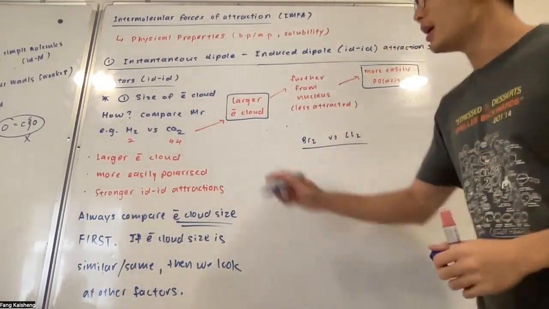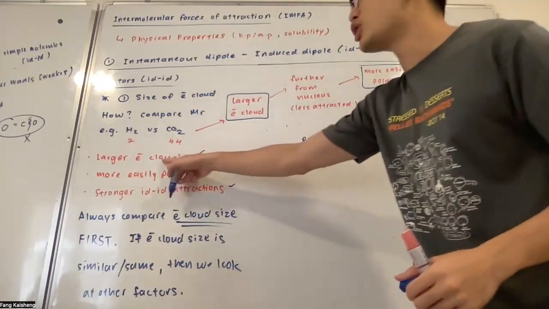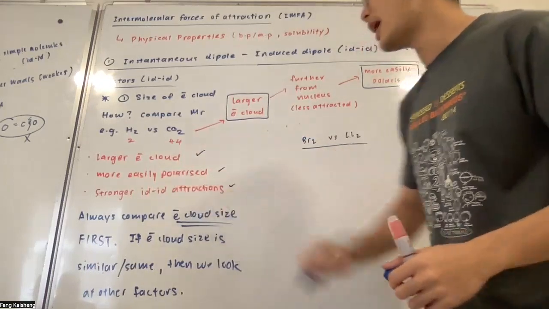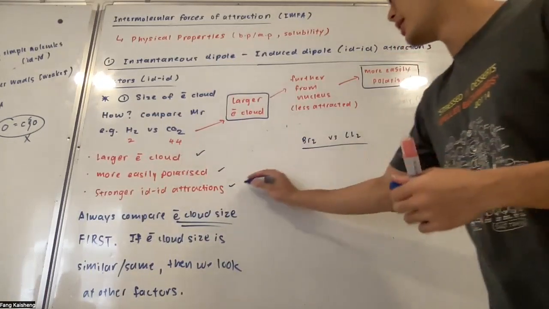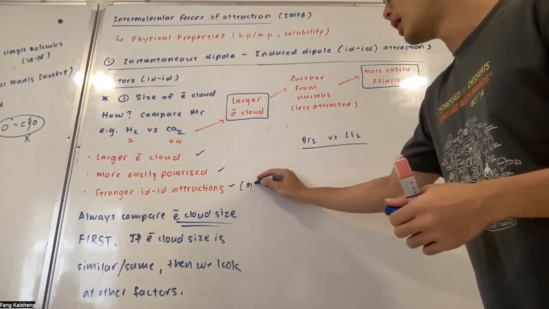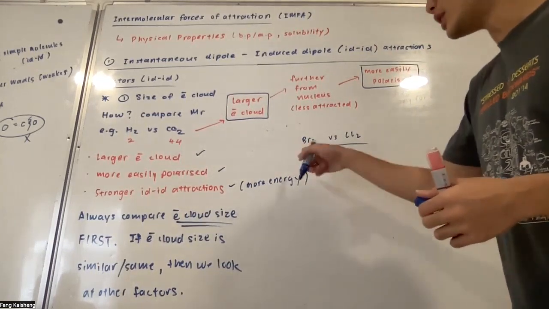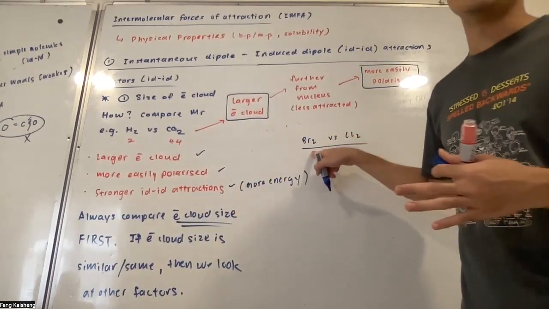You don't need to tell me that Br2 has a larger MR, but if you want to, it's fine. I mentioned that you only need these points. Br2 has a larger electron cloud, which is more easily polarized, leading to stronger ID-ID attractions. What's the final keyword you need to include? This requires more energy to overcome. In other words, you just need to repeat the same explanation for the context in this question.